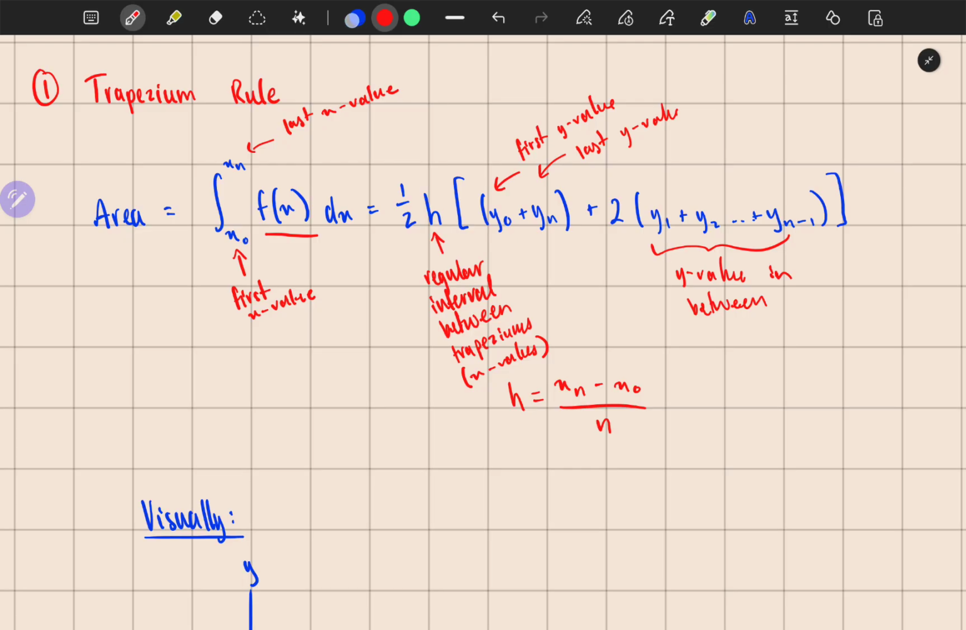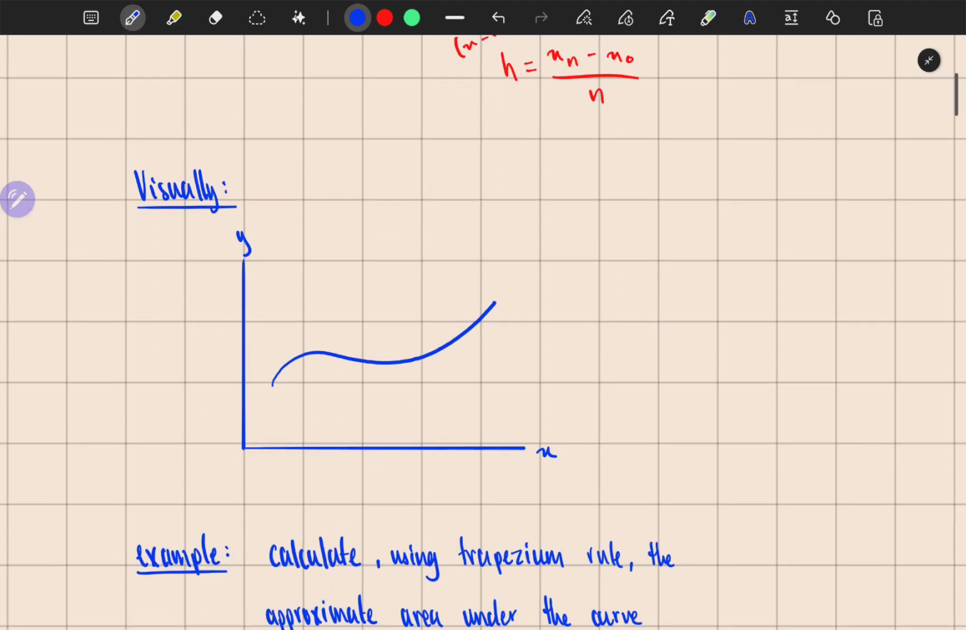So, what does this look like graphically? Say you've got this arbitrary curve, and you wish to find the area between this x value and this x value. To the left, that is the first x value, x0, and then to the right is the last value, x of n. And say you wish to split this into 4 trapeziums. So you'd want to divide this in half, and then divide those halves into halves again. So you've divided it into 4 regions.